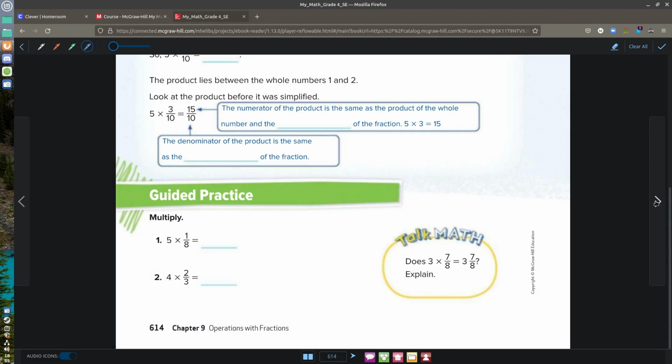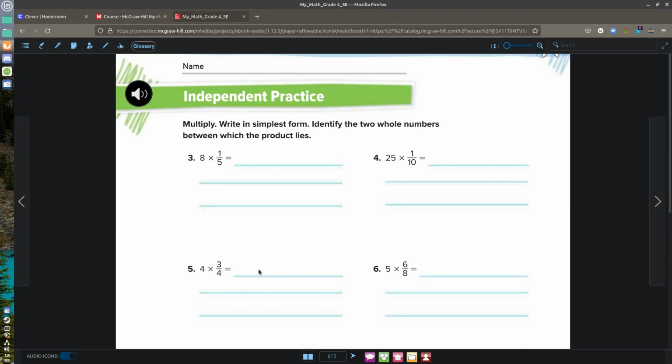Okay, next page. So we do 8 times 1, which would be 8. Bottom number is 5 because it stays the same. And then you divide. 8 divided by 5. 5 goes into 8 one time. So 5 times 1 is 5. 8 minus 5 would be 3. So 1, remainder 3.